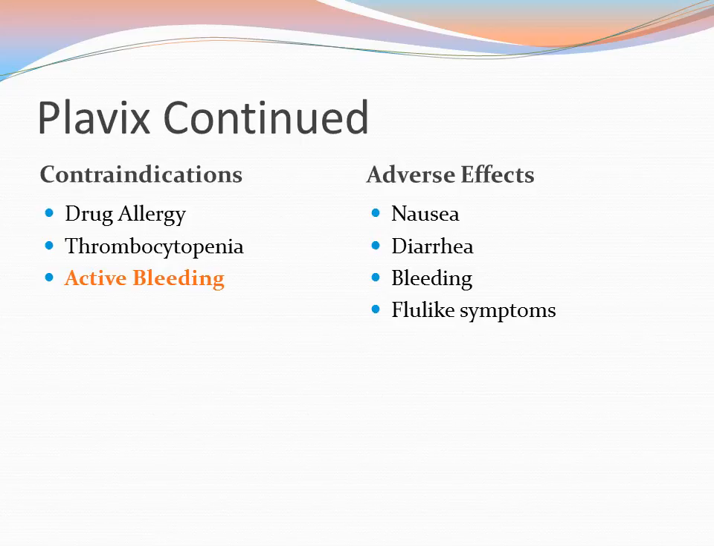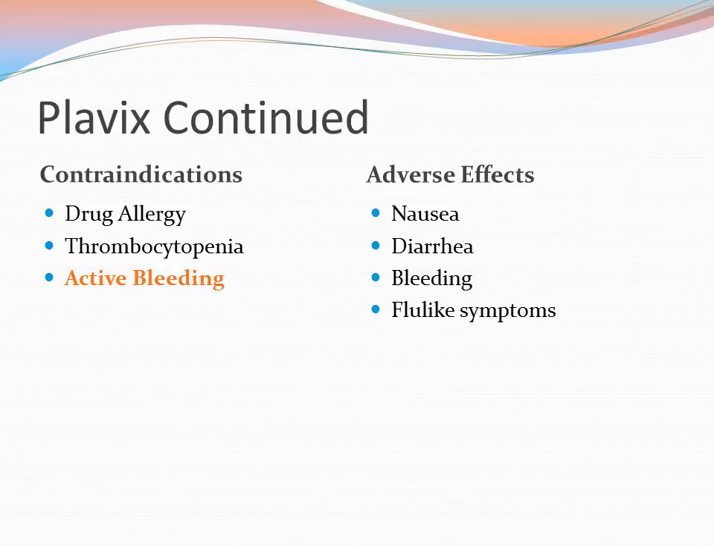Some of the contraindications: if they're allergic, if they have thrombocytopenia, or if they're actively bleeding, such as with a traumatic injury, or if they develop a GI ulcer from taking their aspirin without food, we might also take them off Plavix for a little while until that active bleeding ceases. Once the active bleeding ceases, then they're fine to go right back onto their Plavix and their aspirin and whatever else they might be on.